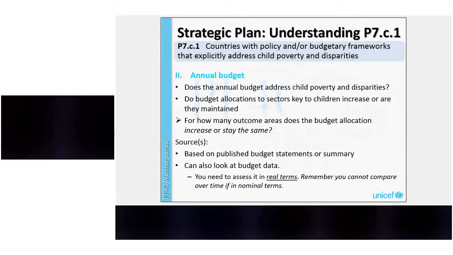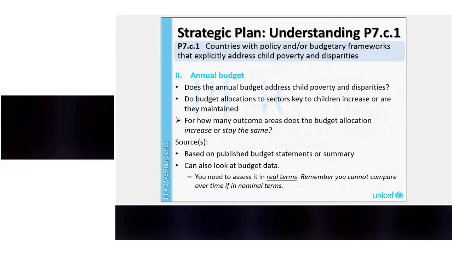If all 7 outcome areas increased or were maintained, it would be a score of 4. But we know that in most cases that doesn't happen. And in some cases, the government simply doesn't address the outcome area in the budget. So what's important here is that you need to assess this in real terms. Real terms means that your $100 this year is in a similar value as your $100 last year. We're going to come to that.